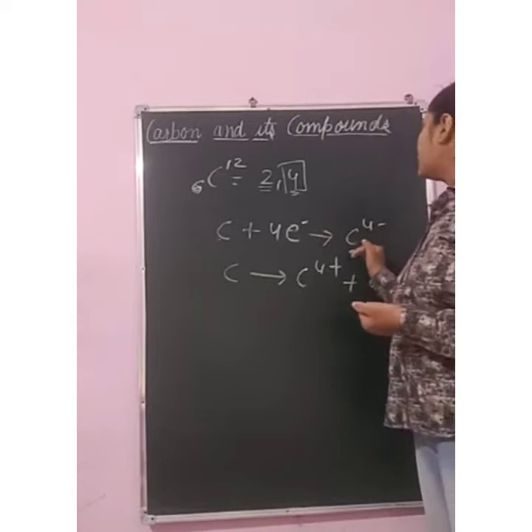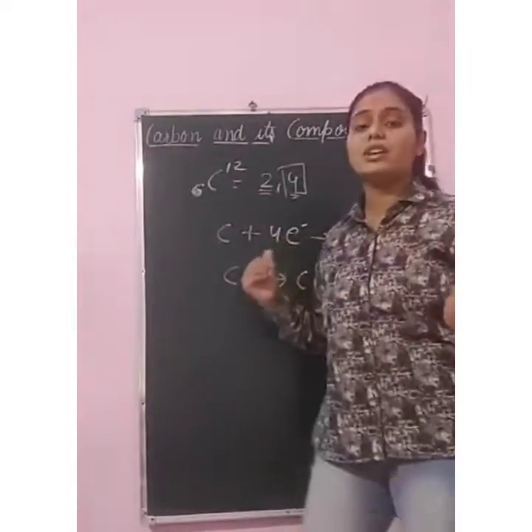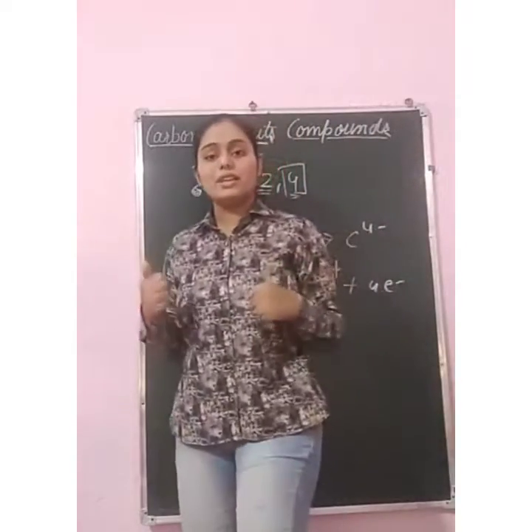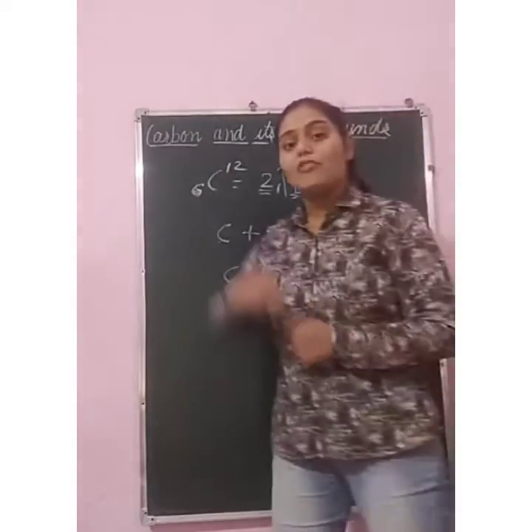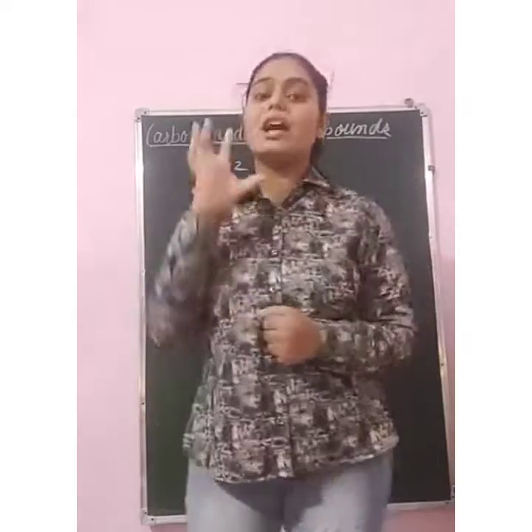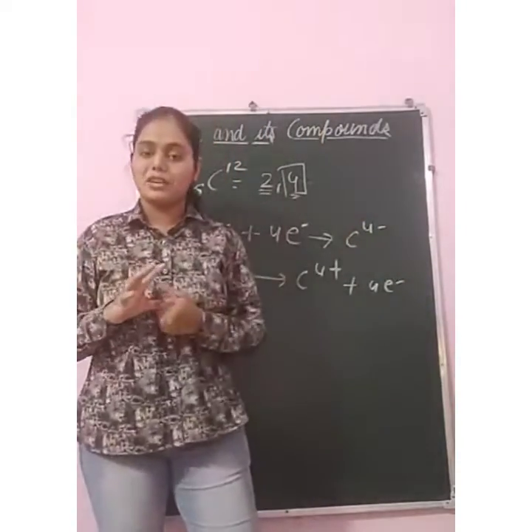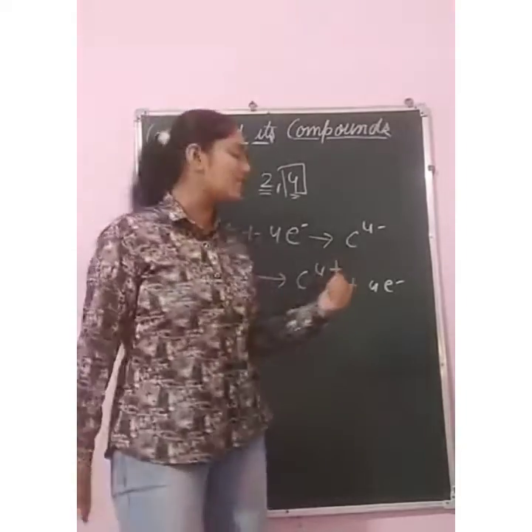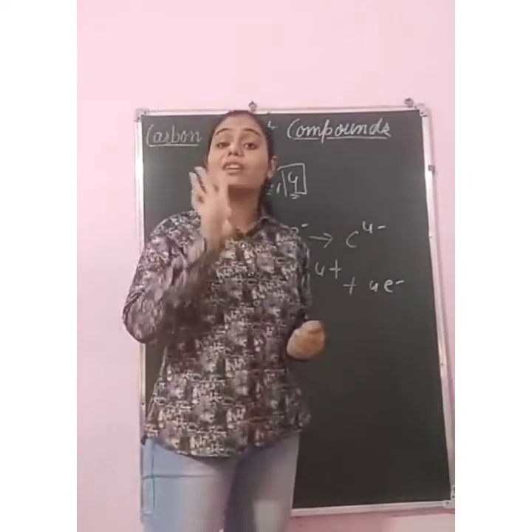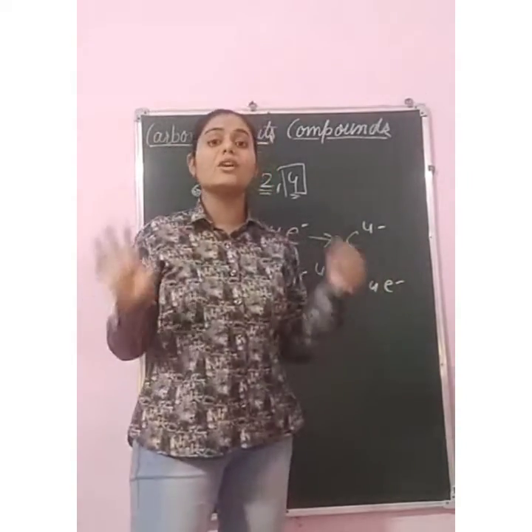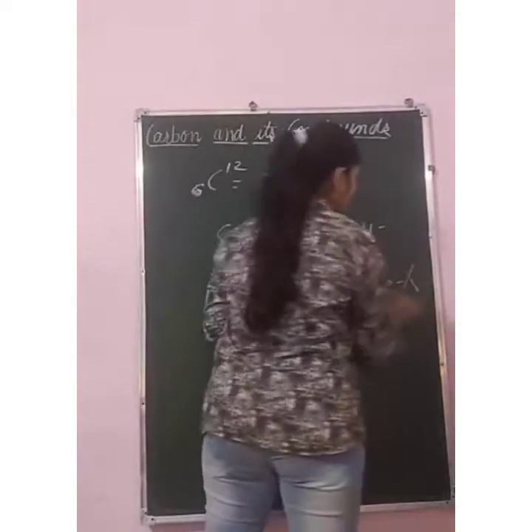Carbon says, I am ready to give the 4 electrons, but the energy is not available to me for ejecting out the 4 electrons, because we know that there is an ionization energy required for any element to become an ion. That much energy is not available in the environment so that it can donate 4 electrons. It's not possible because of the energy barrier. So this option is not possible with carbon.